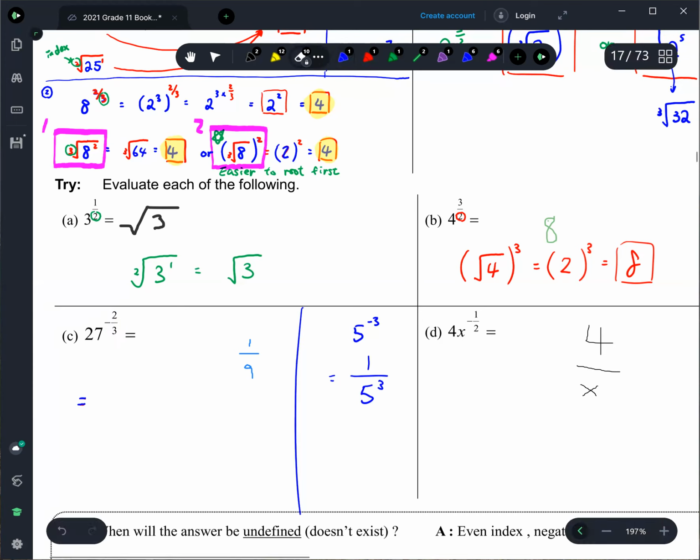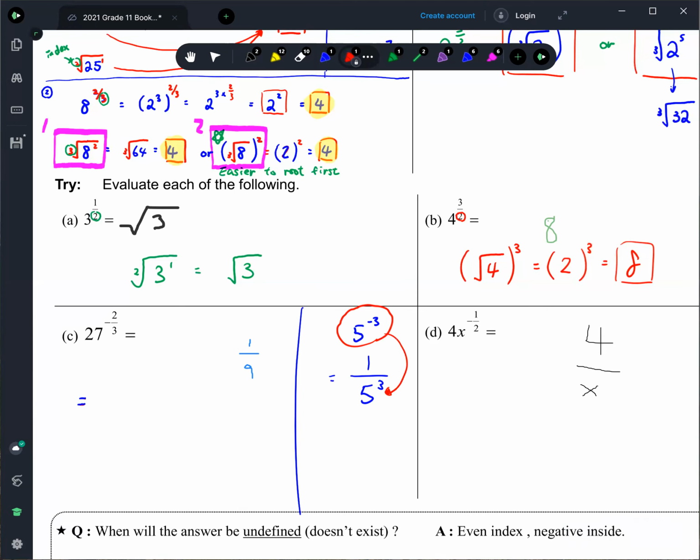27 to the -2/3. How do we do the flipping? So that will be 27 and... Remember, you need to bring the whole thing to the bottom, and make the exponent positive. How do you write it? You can show it on the screen. After flipping, what does it look like? You can write it on the screen.